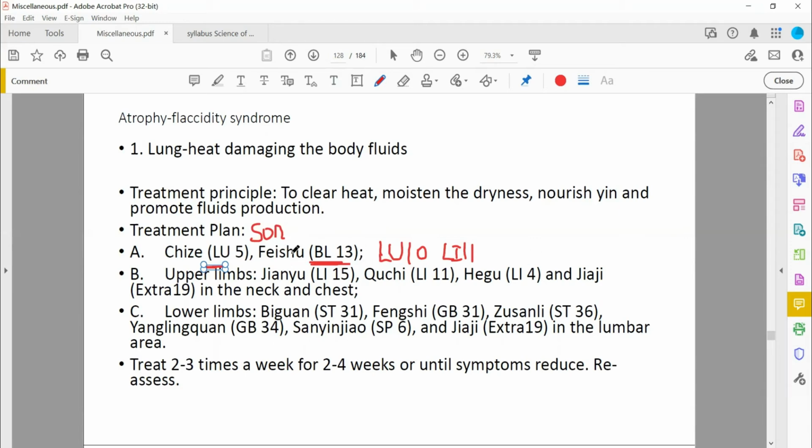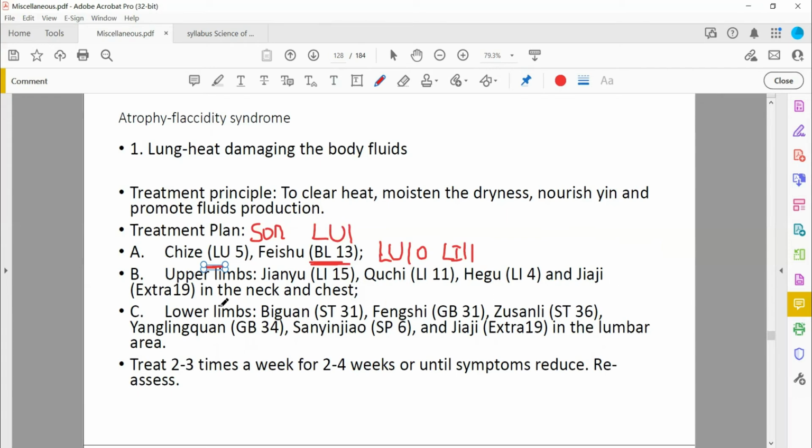That's a back shu point. You can still use the front mu point, LU1. Front mu point, back shu point, ying spring point for the heat, LU11 generally for heat, LU5 the sea point. For excess, we use reducing. And then for the upper limbs, 肩髃, 曲池, 合谷, and 夹脊 in the neck and the chest.